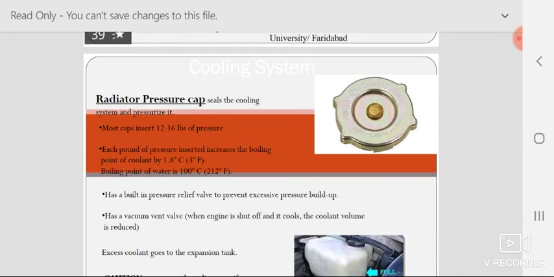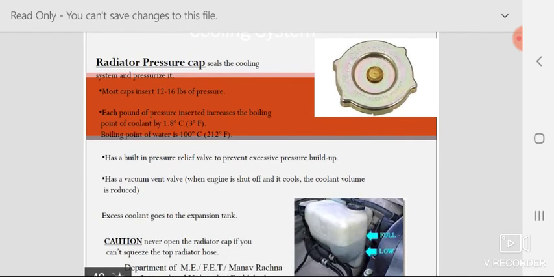Now, the radiator pressure cap. We have a radiator pressure cap. This pressure cap is required to increase the pressure in the radiator. High pressure means high boiling point. In a radiator, the coolant should not boil. That's dangerous. There may be fire if the coolant boils. So the boiling point is kept higher. How can the boiling point be kept higher? By increasing the pressure in the radiator. How do we increase the pressure? By putting the pressure cap on properly and pressurizing the system.